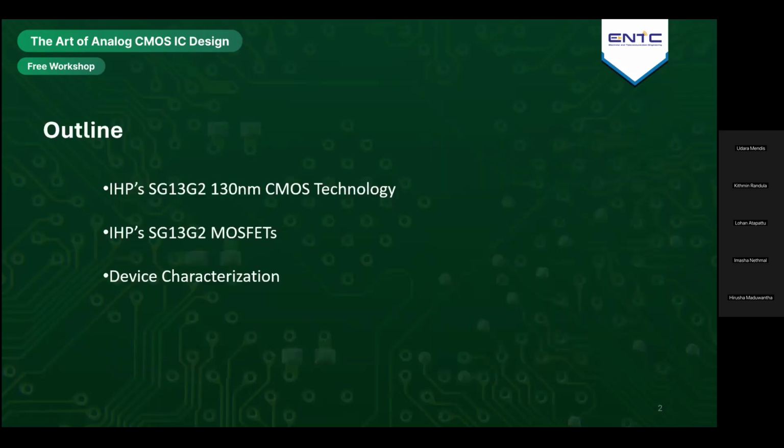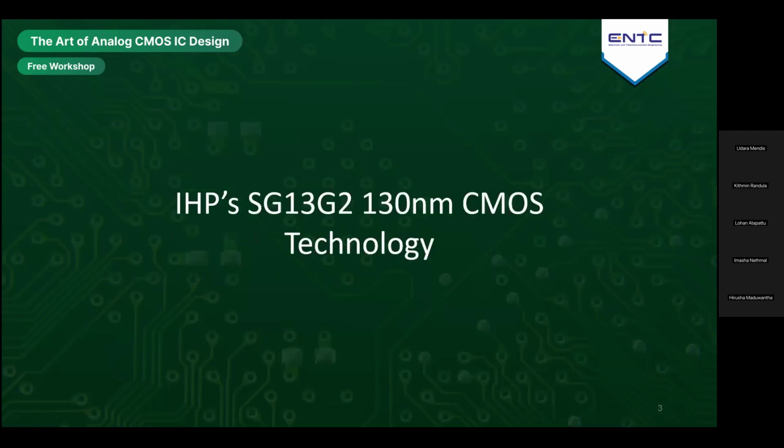Here's a quick overview of what we'll cover in this session. First, I will introduce the SG13G2 130 nanometer CMOS technology. Then we will dive into the MOSFET types available in the PDK. Finally, we will go through the device characterization, where we simulate and understand how these devices behave in different conditions. Let's start with the CMOS technology.